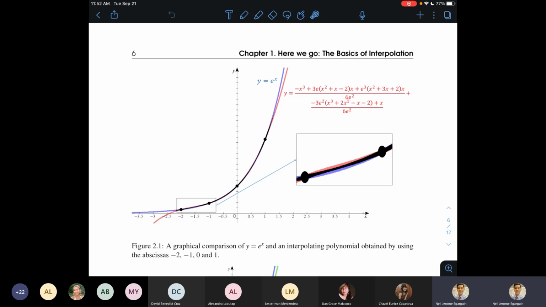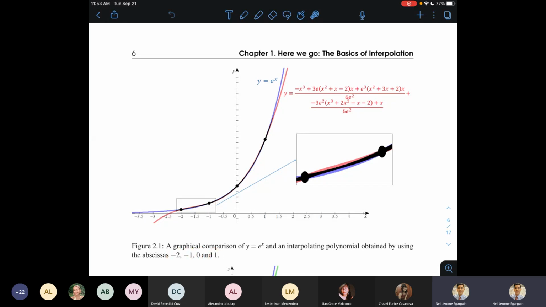So kung makikita nyo, magi-intersect yung e to the x, which is the blue curve, and the interpolating polynomial, which is the red curve, at the interpolatory points. So yung intersection nila ay na-color ng black. Or if they almost intersect with each other, makikita nyo yung color black na lang. So you see, magpa-pass through siya dun sa lahat ng 4 na interpolatory abscissas o dun sa given na data points dun sa data. Remember, ang data ko lang dito ay kapag x ay -2, -1, 0, and 1.